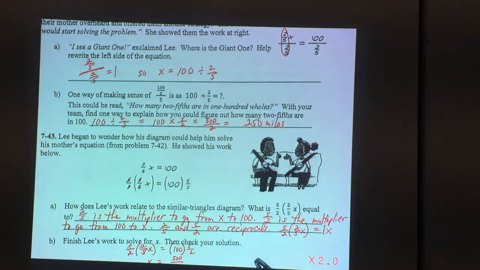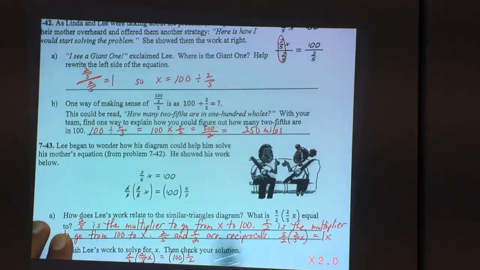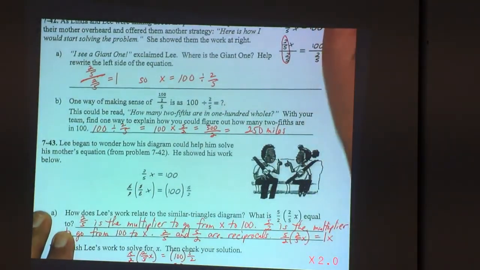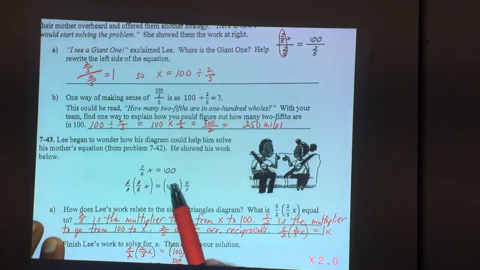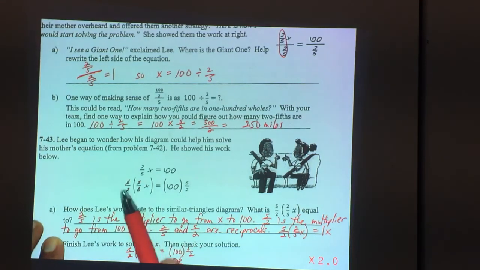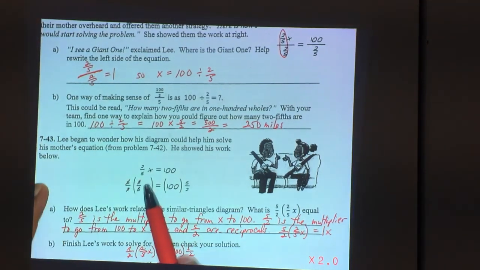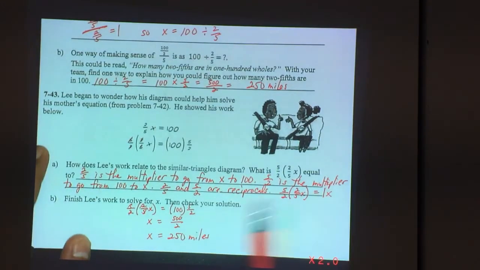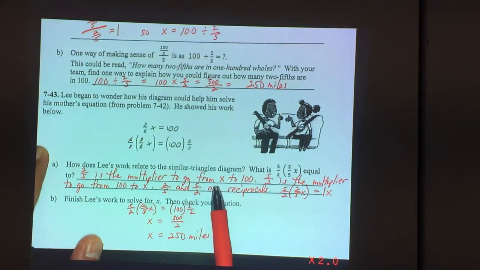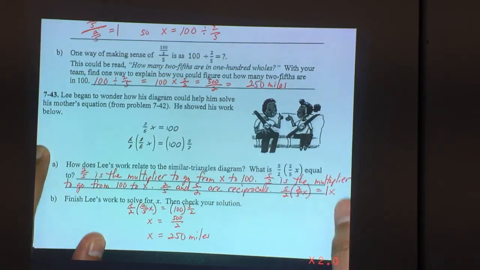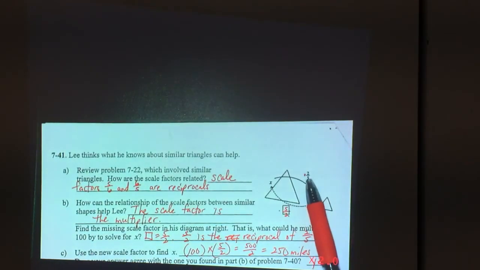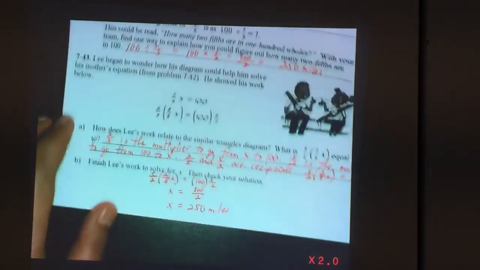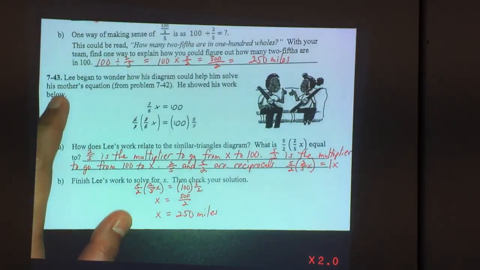Okay. So question 43, let's go over this again. Lee began to wonder how his diagram could help him solve his mother's equation from problem 42. So he showed his work here. So remember, when I crossed these out, I said giant 1, giant 1. And then we said, this is where I think I went off camera, 2/5 is the multiplier to go from x to 100. So if you look at Lee's work, when he's going from x to 100, he multiplied by 2/5. And then it says, and 5/2 is the multiplier to go from 100 to x.